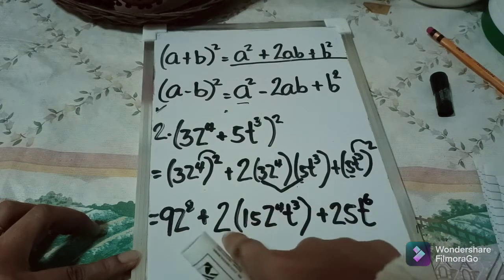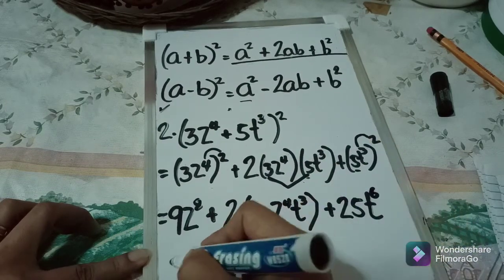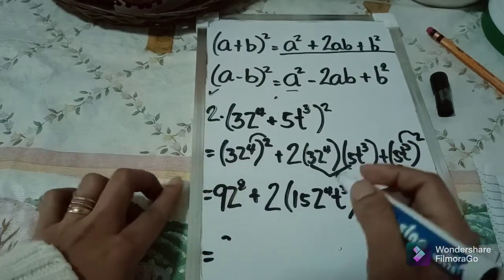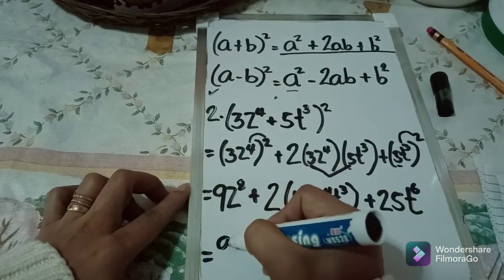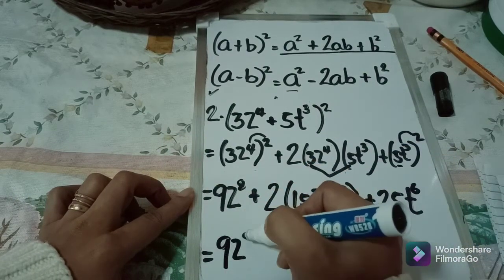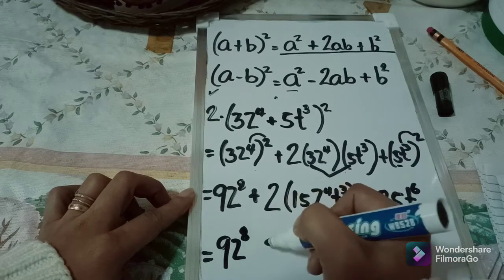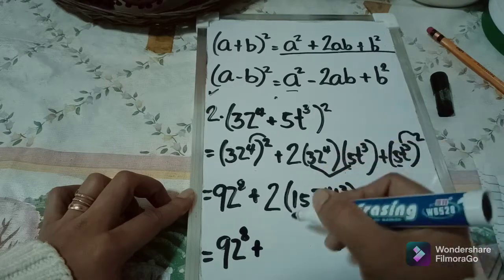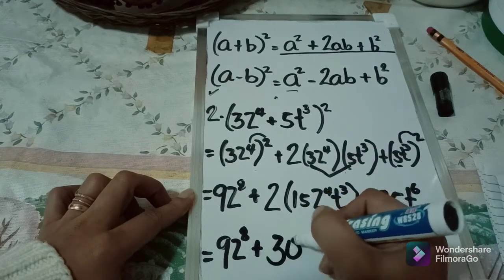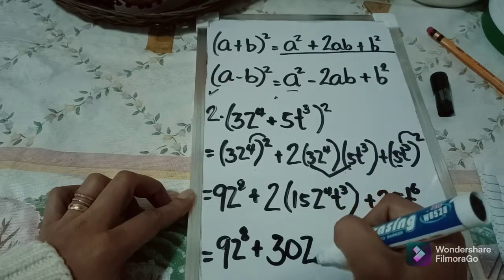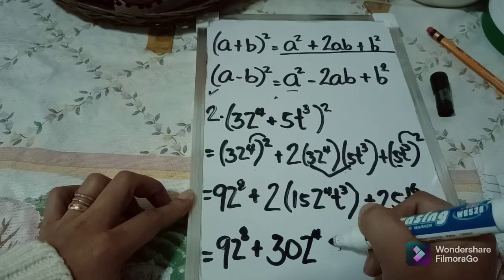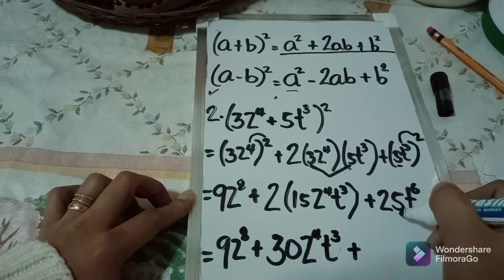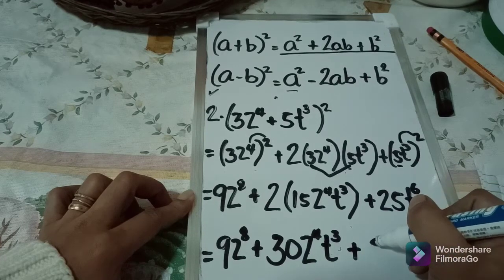Okay? O, meron pa tayong natitirang gagawin dito. So, we're gonna copy the a squared na ito. Okay na kasi ito. So, 9z to the 8th plus 2 times 15, 30. z to the 4th t to the 3rd plus itong ano natin.